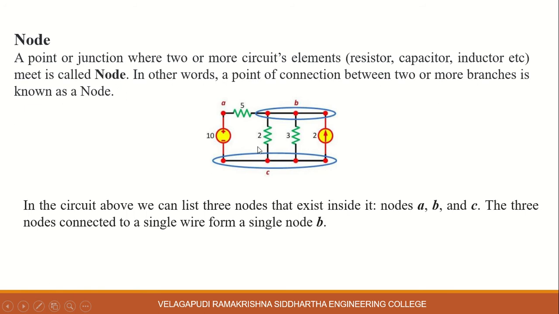Similarly, the 10 volt source, 2 ohms resistor, 3 ohms resistor, and 2 amperes current source are connected to one point. So this connecting point is one node. That node is named node C. The same explanation is written here. In the circuit above, we can list 3 nodes that exist inside it. There are nodes A, B and C.